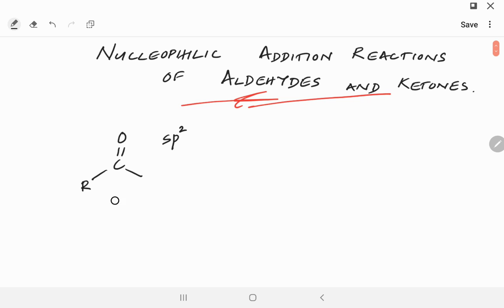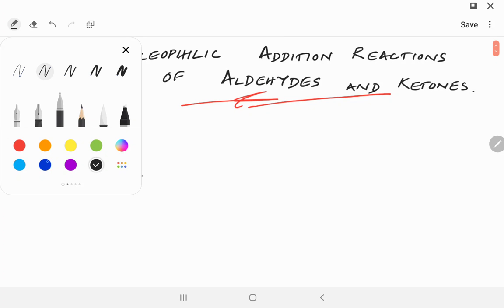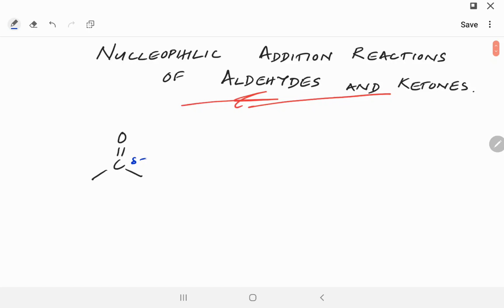This sp2 hybridized carbon of the carbonyl group is actually polarized. Why? Because that carbon is attached to the second best electron thief in the periodic table. Because of the electronegativity difference between oxygen and carbon, the carbon is going to be partially positively charged, or you can say it is electrophilic, and of course oxygen is partially negatively charged.